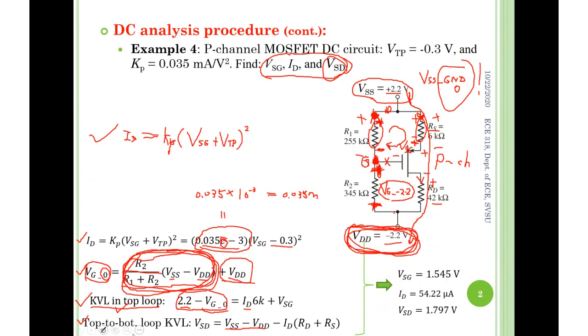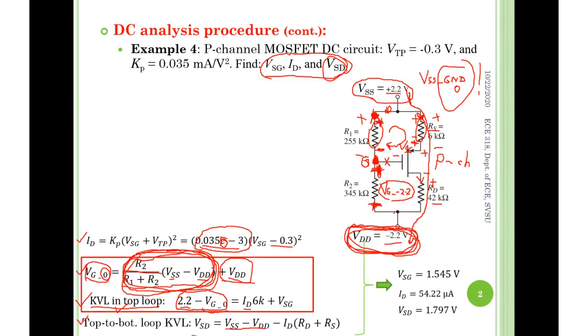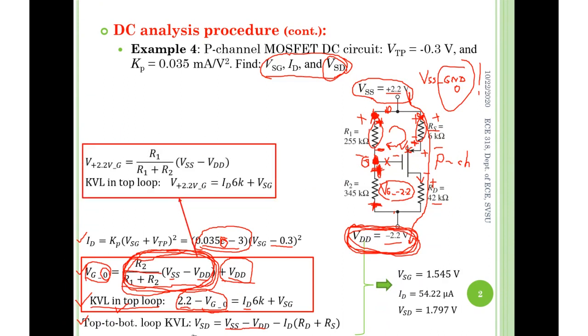This is the divider. But actually, you don't have to do it in this way. There's another way, which might be easier for you to understand. Let me present it here as well. This part, which includes the voltage divider and the VSG loop KVL, could be solved in this way.